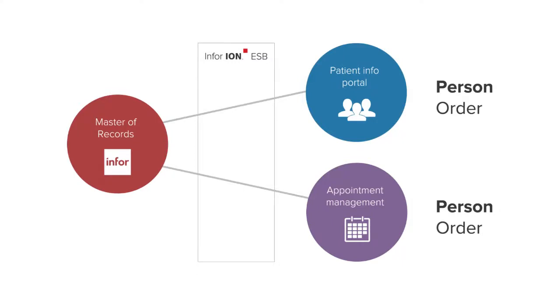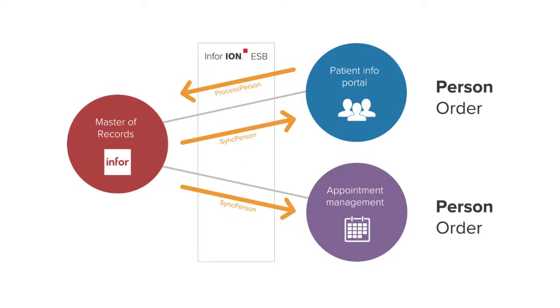When a person or patient is updated in one of the satellite systems, data flows back through the ION Enterprise Service Bus as a process transaction requesting that the master of records process the update. Any updates which hit the master of records are then synced back out to all satellite systems as sync transactions, all of which flows again through the ION Enterprise Service Bus. Now we'll begin with a short demonstration of how this can work in practice in a Mongoose implementation.